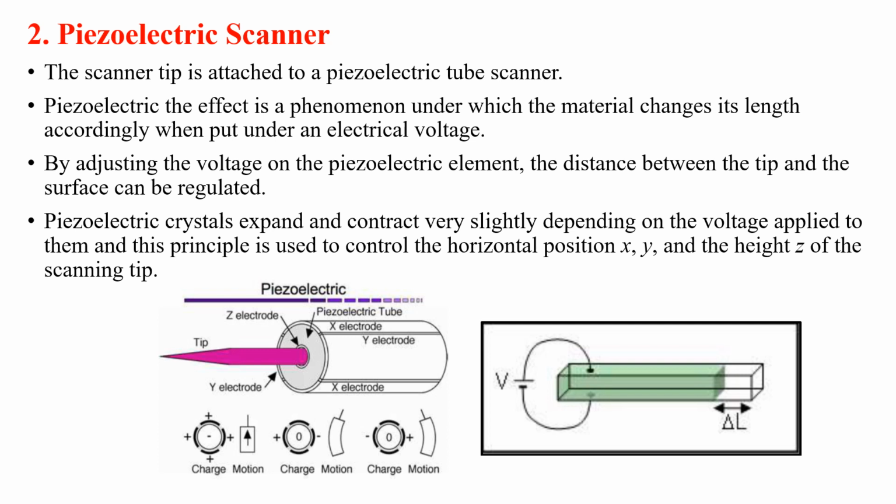The next component is the piezoelectric scanner. The scanner tip is attached to a piezoelectric tube scanner. So what is the piezoelectric effect? When voltage is applied, the material changes its length accordingly. So by adjusting the voltage, the distance between the tip and the surface can be regulated. These piezoelectric crystals expand and contract very slightly depending on the voltage applied, and this principle is used to control the horizontal position, that is XY, and the height Z of the scanning tip.